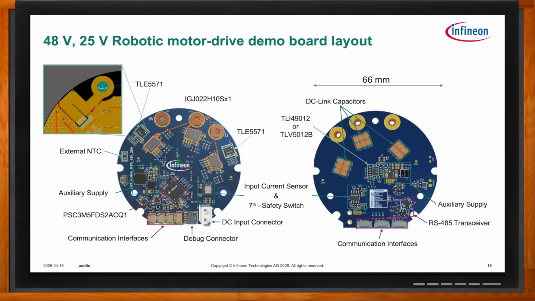This is a very high power level, highly integrated, 66 millimeters in diameter, delivering up to a kilowatt of power for these high density, humanoid robotic joints. So, Eric, what would you like my audience to take away from today's Chalk Talk?